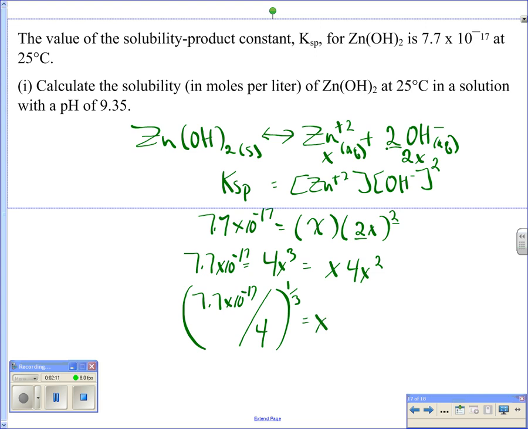So if you do all the math on that, you find out that the solubility is 2.68 times 10 to the minus 6. Make sure you practice that to make sure you can get that value in your calculator. So that's the first question.